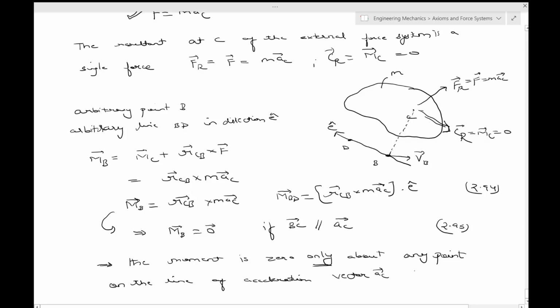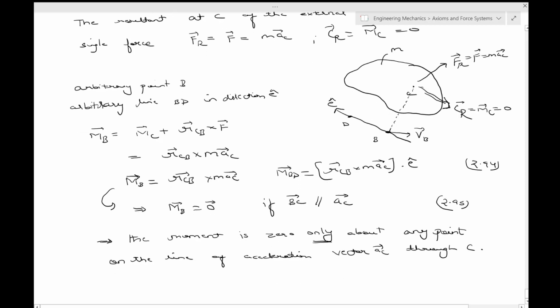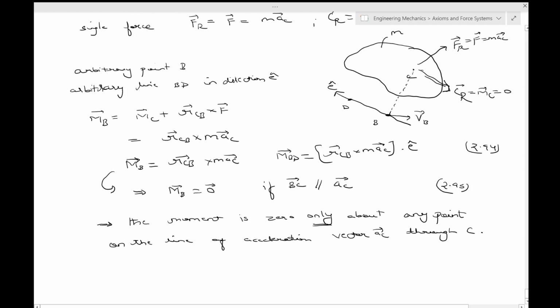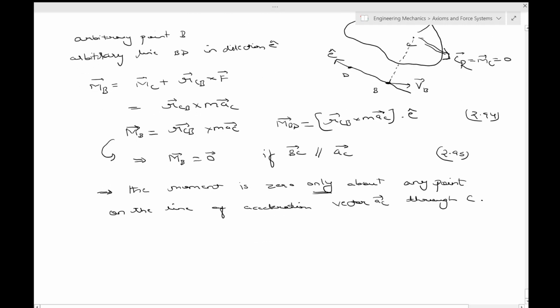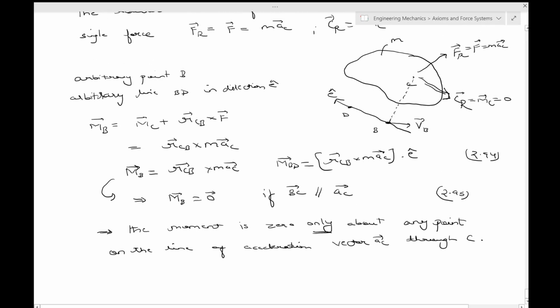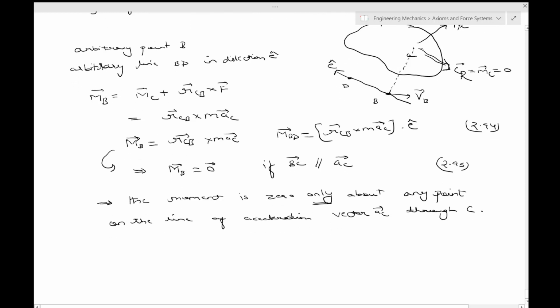AC through C. Okay, the moment is 0 only about any point on the line of the acceleration vector AC through C. Now we want to see whether this MB, so B over here seems to be an arbitrary point, and we have found out the moment to be 0, but let's try to directly say that this is not 0 for just about any arbitrary point. Okay, so let's show that.